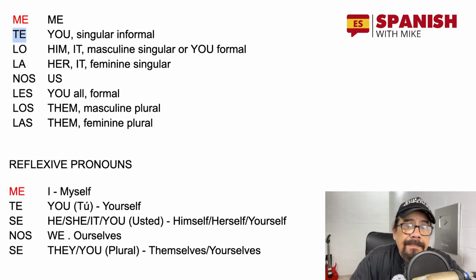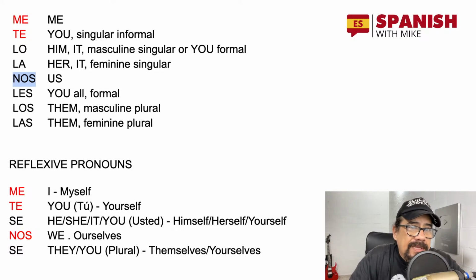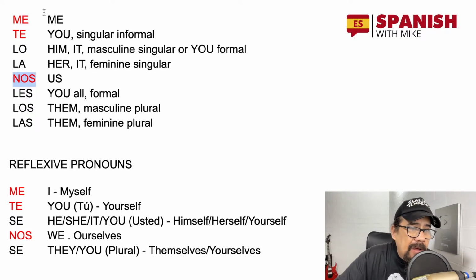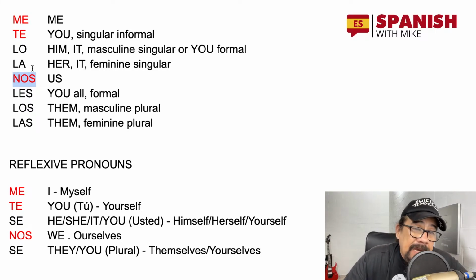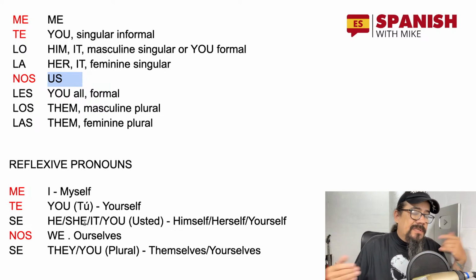We have te and we have te. And we have nos and we have nos. So when it comes to direct object pronouns and reflexive pronouns, we have three pronouns that are the same in both cases. The same words with different functions. It's different when we use us in English than when we use ourselves. Same in Spanish. The thing is that we use the same word.